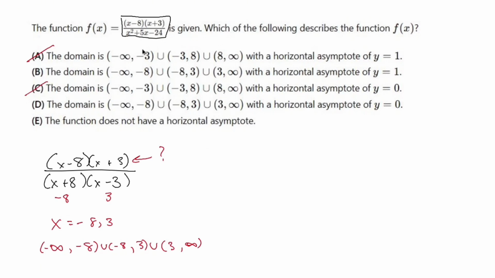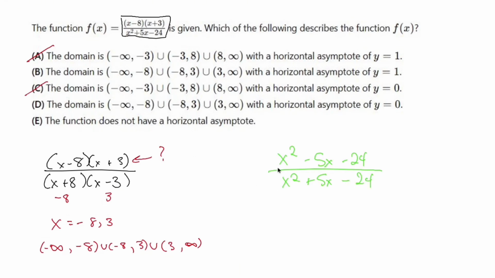Okay. Now I have to find the horizontal asymptote. Now the horizontal asymptote is found by taking the leading coefficient divided by the leading coefficient. All right, so I'm going to do that by rewriting this guy and FOILing out the top. So if I FOIL out the top, I get x squared plus 3x minus 8x is minus 5x minus 24. And that's all over x squared plus 5x minus 24.